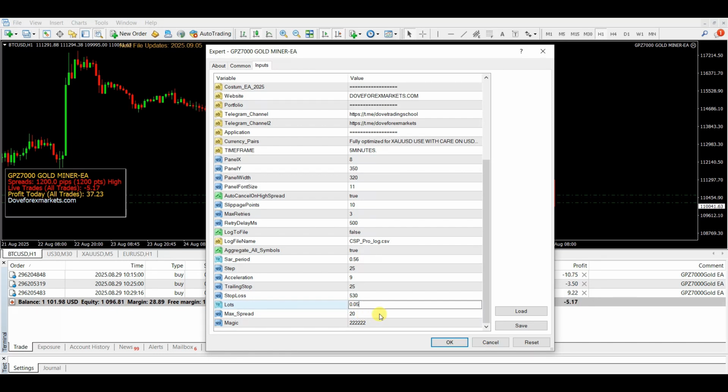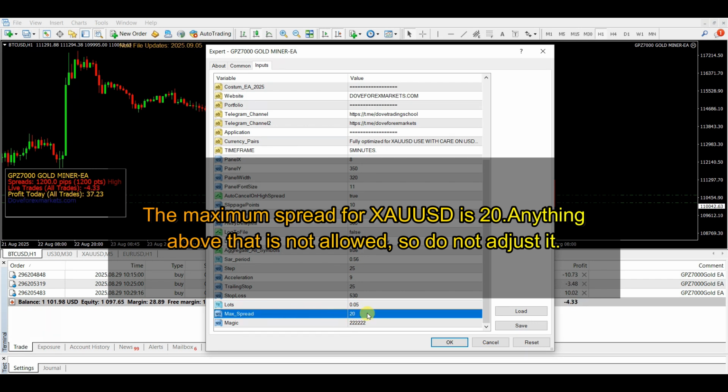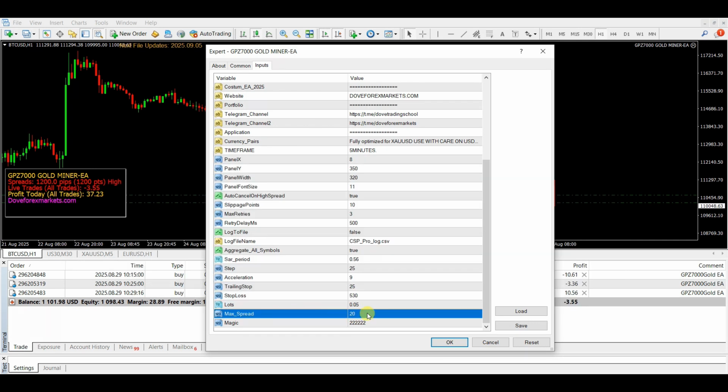Okay, so 0.05. The maximum spread is 20. For gold, if your broker does not give you a spread of 20 and below, then it's not a good broker. You need a spread of 20 and below. How do you get the spread from the broker? You can ask the broker, they will give you the spread. If not, go to the EA and look at the spreads.